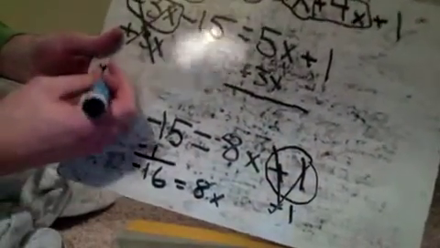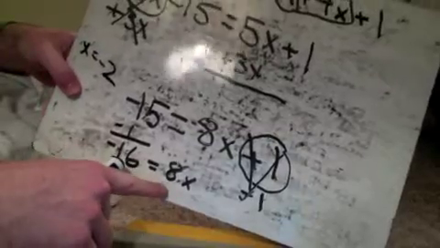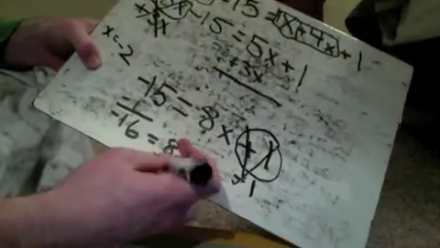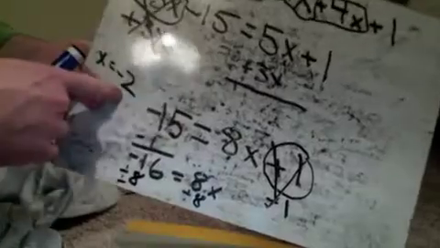You should be able to look at that and figure what it is. 8 times negative 2 is negative 16. But if you don't know that, we can divide 8 on both sides because it's times x, so we can divide by 8 instead, do the opposite, and negative 16 divided by 8 is negative 2. Negative 2 would be your answer.